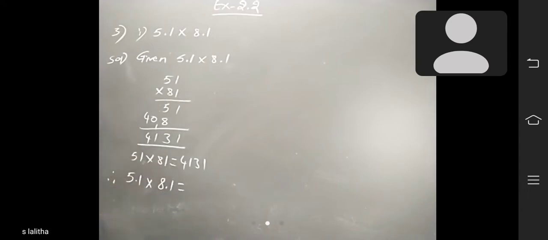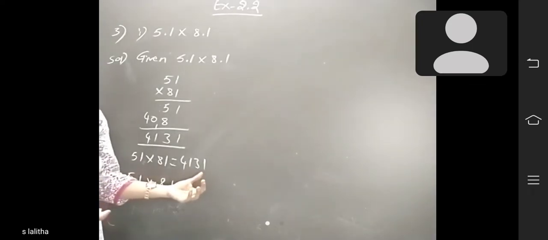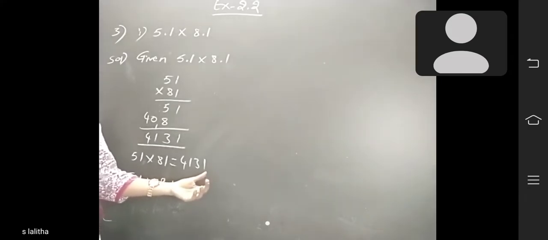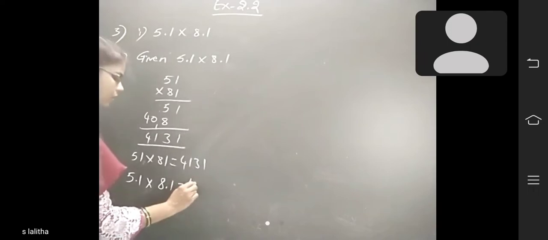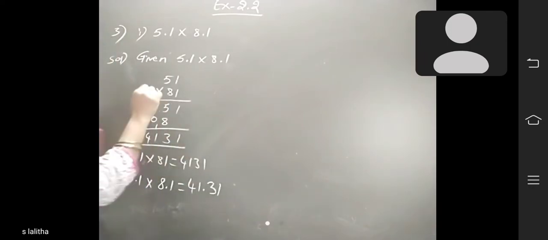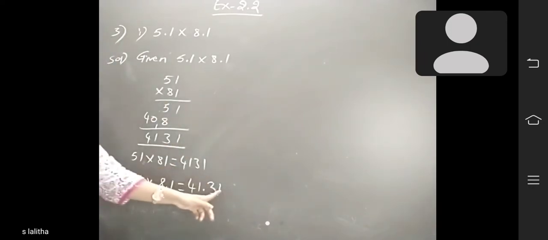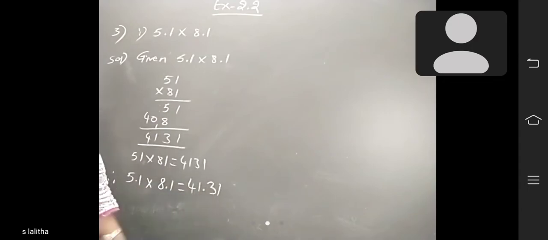So you should keep the decimal point in the product. From right side to left side, keep 2 digits after the decimal point. 41.31. Did you understand? 1, 2, after that you should keep the decimal point. Did you understand now? Right.